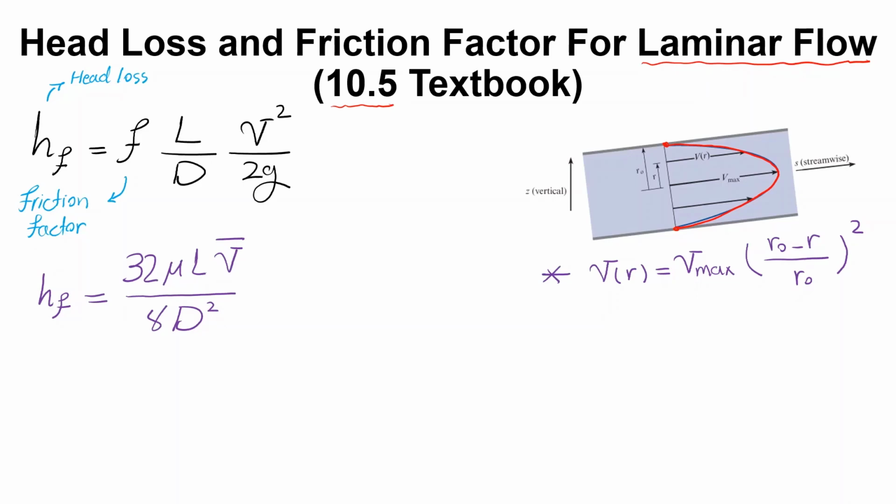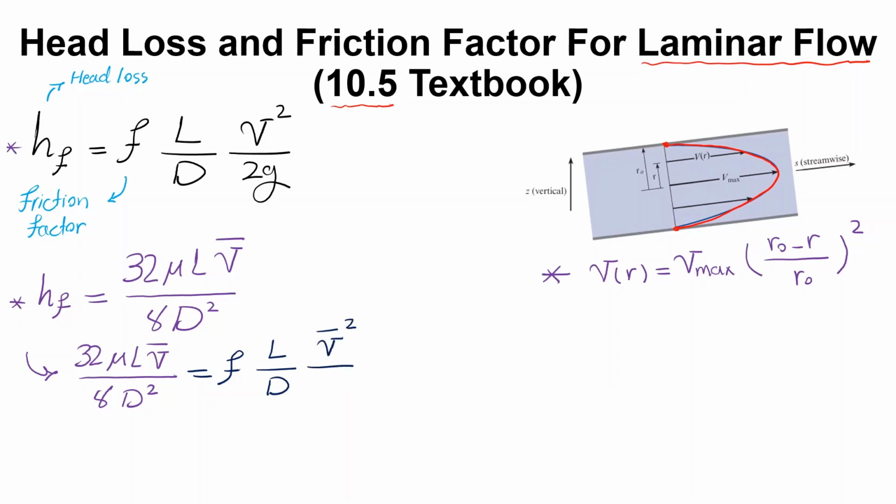Now, this is HF. We also have HF based on the Darcy-Weisbach equation. So if we make these two equations equal to each other, then we can calculate the friction factor, right? And that's exactly what I'm trying to do. So I'm going to write this equation over here. It would be, again, 32 mu L average velocity over gamma d to the power 2, should be equal to HF calculated from Darcy-Weisbach. So f L divided by D, velocity to the power 2, and again, average velocity, divided by 2g.